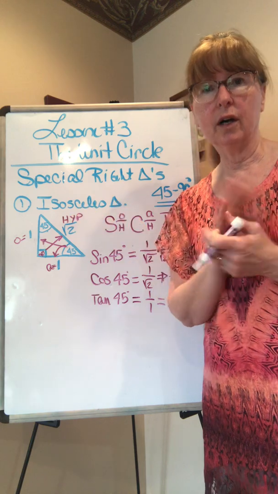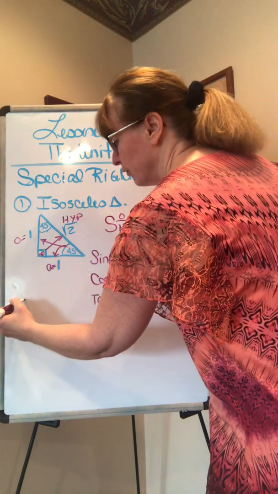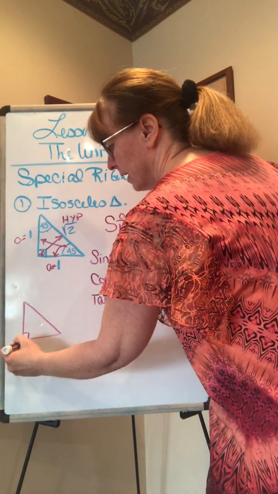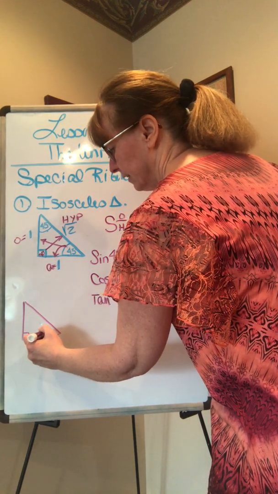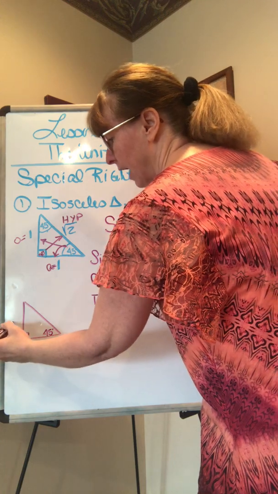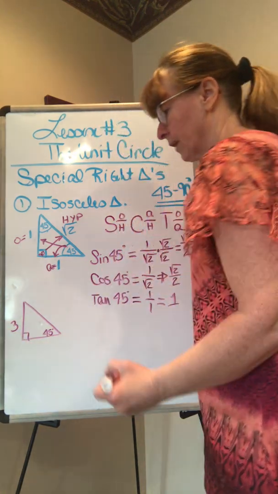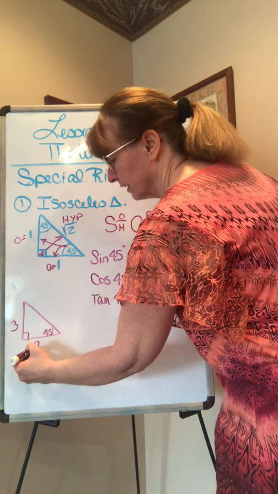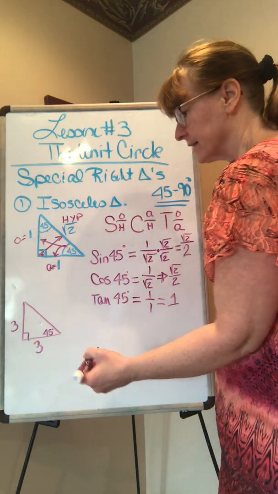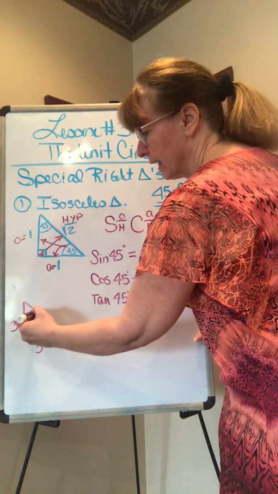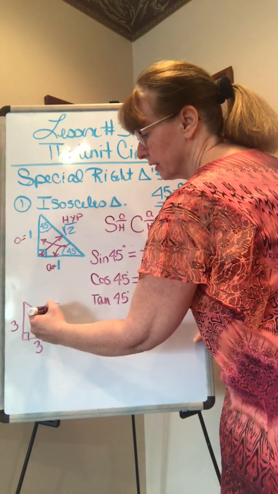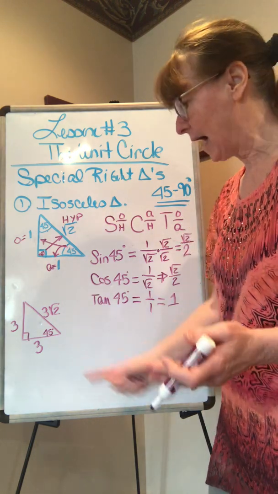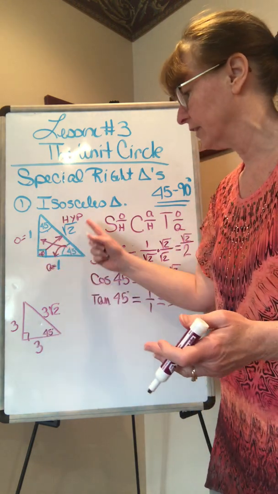Just to show you a different example, if I gave you a triangle and it's a 45-45-90, there's my 45-45-90, I tell you a leg is 3. Well, once I know one of the legs of an isosceles triangle is 3, I know the other leg is 3. And here's the thing. This will now be 3 rad 2. Now, don't believe me? Practice on the unit circle. You're going to get back to the same ratio that we have here.